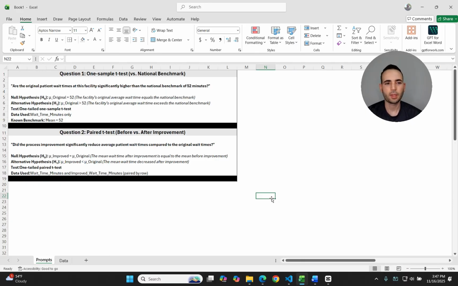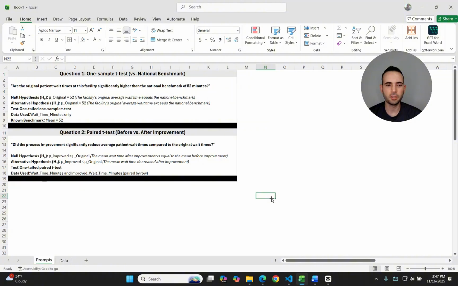We're going to test it via a one-tailed one sample t-test. And then the second test we're going to do is a paired t-test, before and after improvements. Those are useful for when you as a project manager improve the process, then another survey was conducted, and you want to see if the benefit is due to normal statistical variation or if it was actually due to the process improvement that you enacted. So the question is, did the process improvement significantly reduce average patient wait time compared to the original wait times?